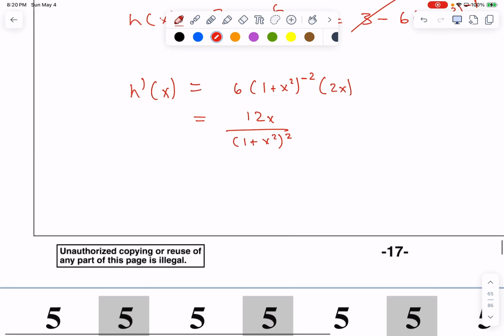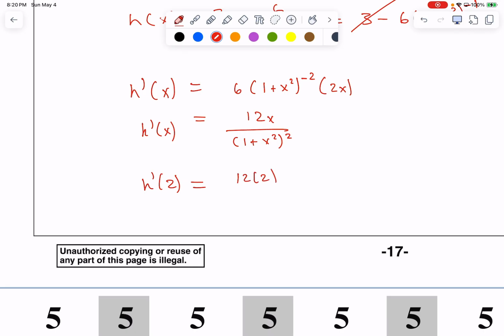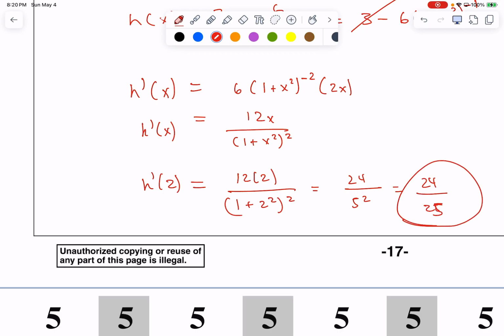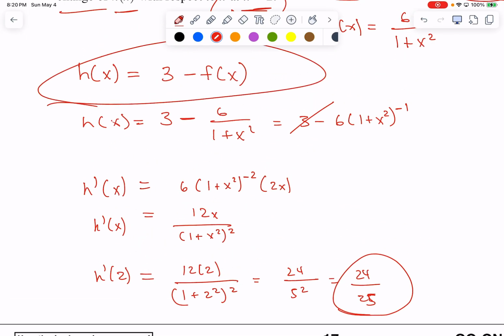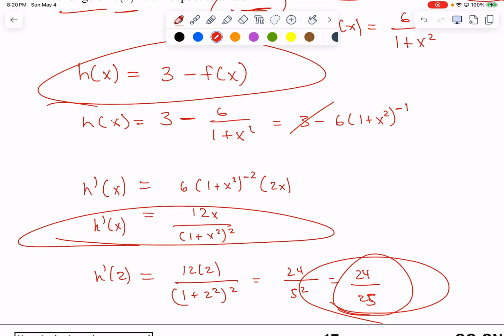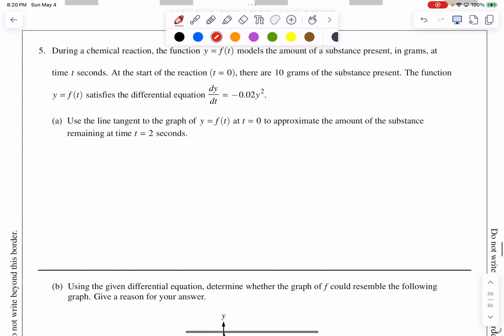All right, then what's the last step here? And that's a point. That'll be a third point. Plug in 2. So you're going to have 12 times 2 over 1 plus 2 squared. That'll be 24 over 5 squared, so you're going to get 24 over 25. That is a point. So you got 3 points for that problem: 1 point for writing the equation, 3 minus f of x, 1 point for finding the derivative, and 1 point for the answer. Is that good? All right, go to 5.